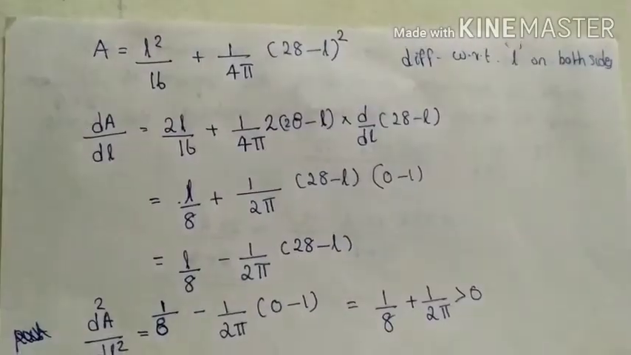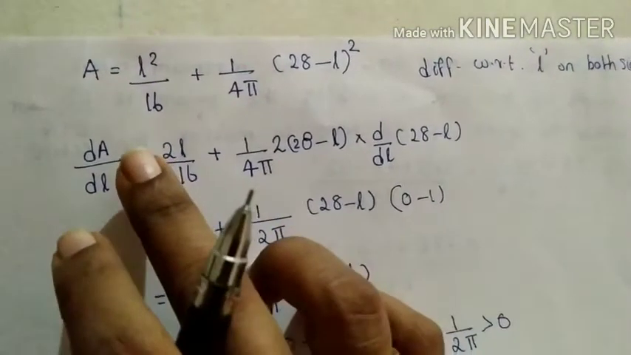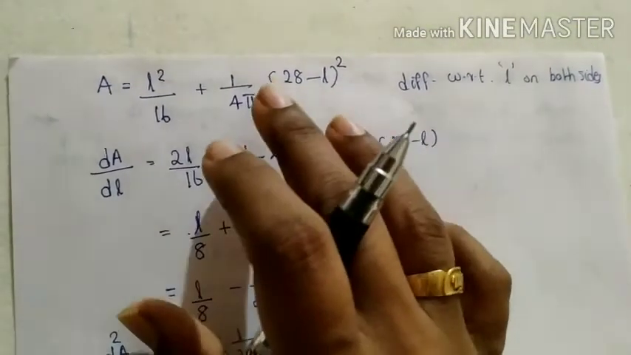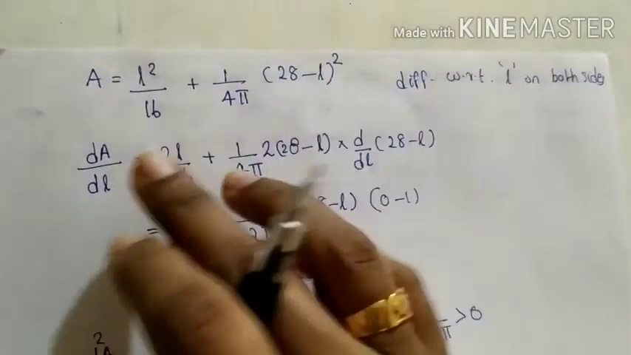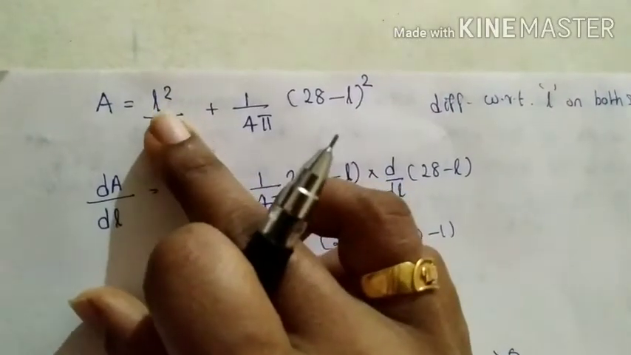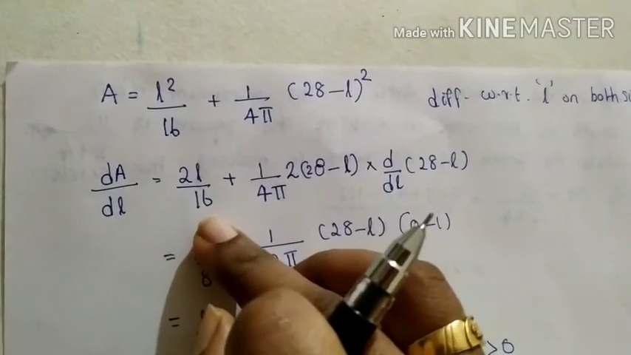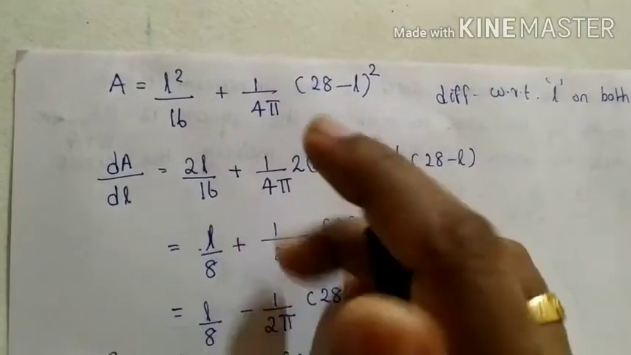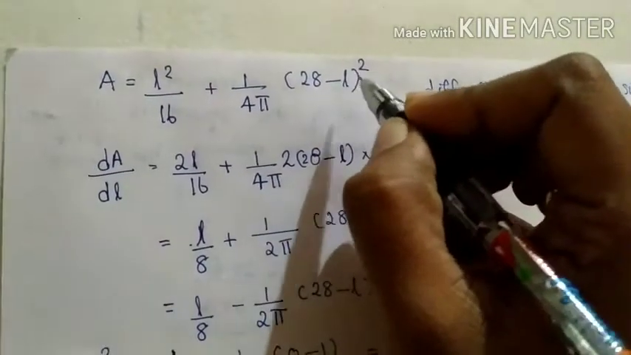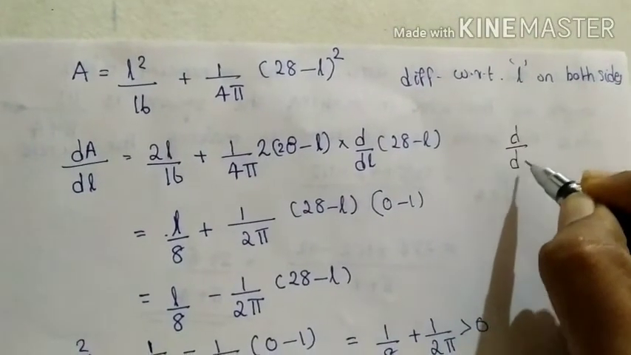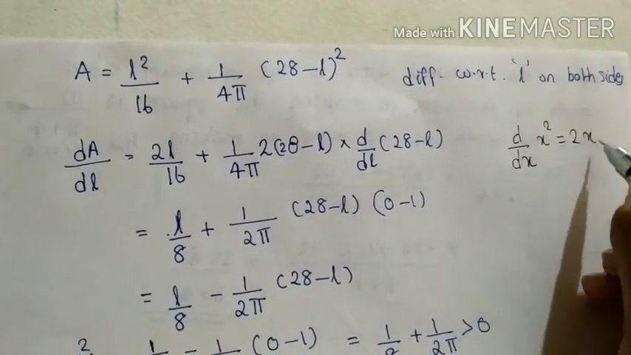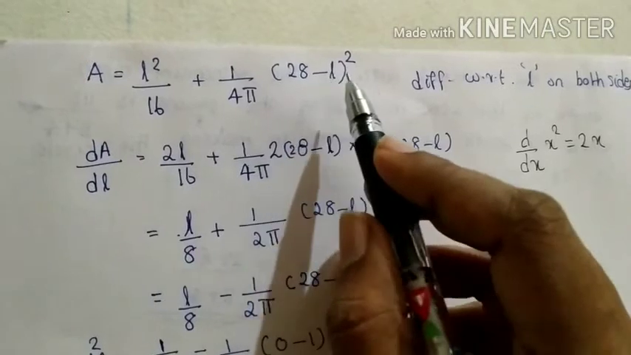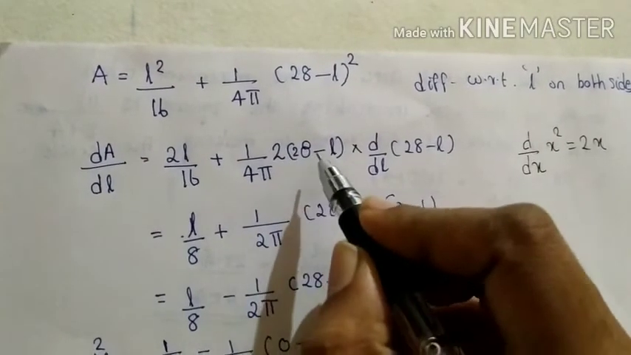Next, we need to find the derivative of the area with respect to L, so we differentiate with respect to L on both sides. We get dA by dL equal to the derivative of L square, which is 2L, divided by 16, a constant. So 1 by 16 into 2L plus 1 by 4 pi, a constant, into the derivative of (28 minus L) whole square. We know the standard derivative of x square is 2x. Here replacing x by 28 minus L, we get the derivative as 2 into (28 minus L).